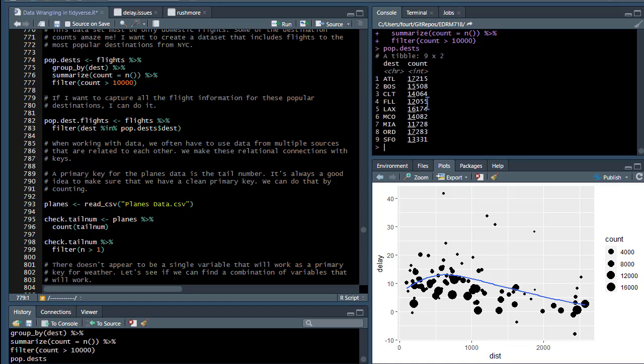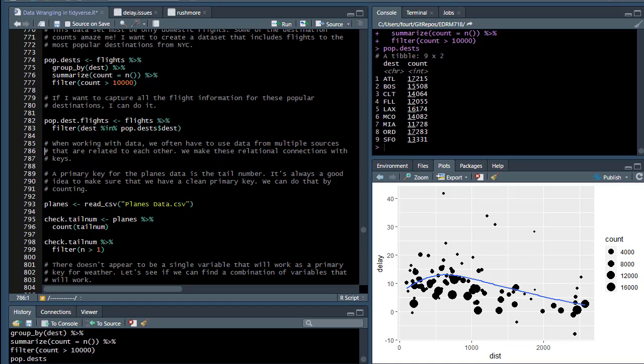What is FLL? Fort Lauderdale? I don't know what FLL is. LAX is LA. Not sure about MCO. Miami, O'Hare, San Francisco. And notice that's it. Those are the only ones. This is a 9x2 tibble. We're seeing the entire set of popular destinations.